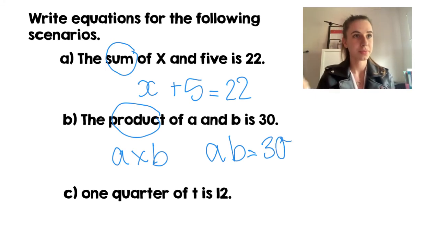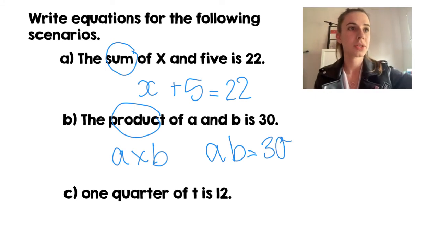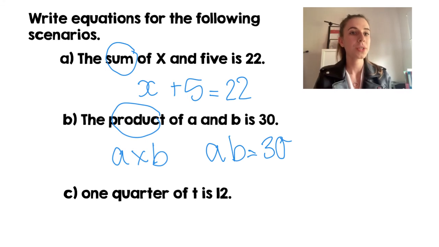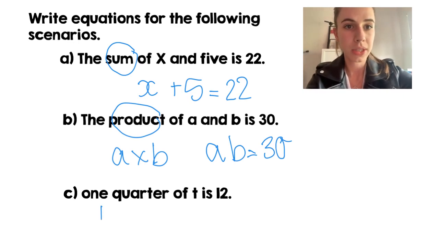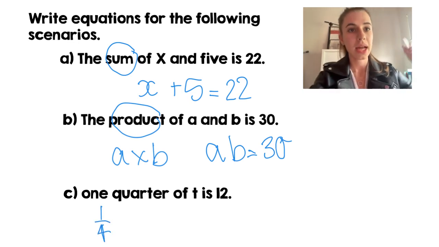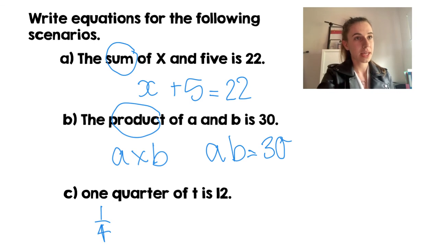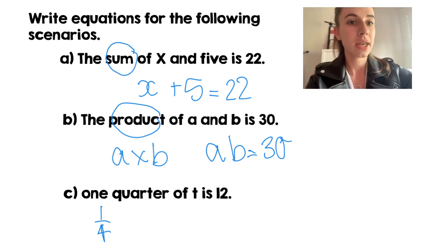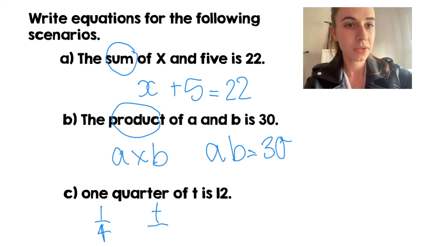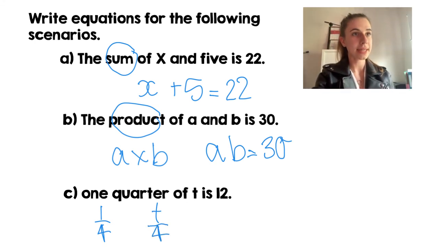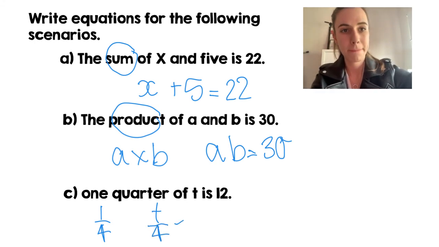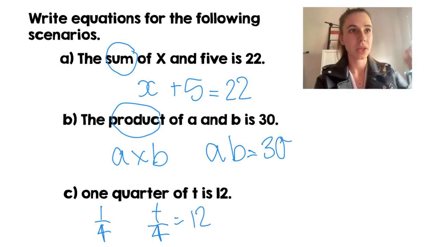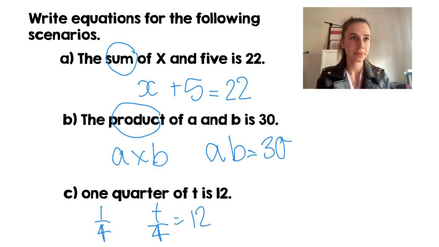And there you go. The last question: 1/4 of t is 12. Now, if I remind you back to fractions, 1/4 looks like this. And it's saying 1/4 of t is 12. So what you can do is write t over 4, and that is equal to 12. So hopefully that makes sense.